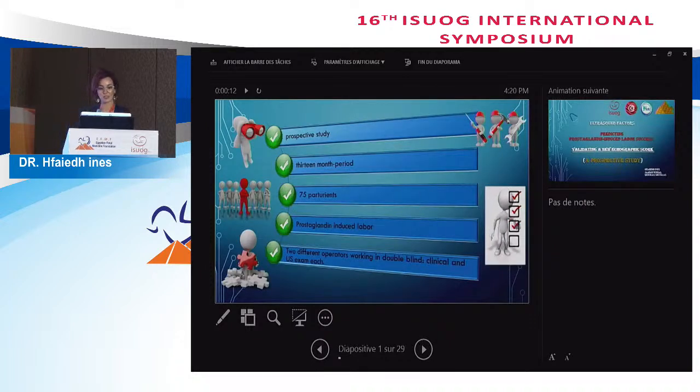So our material and methods: we have a prospective study over a 13-month period, with 75 parturients in prostaglandin-induced labor, with 2 different operators working in double-blind, each performing a clinical and ultrasound exam.